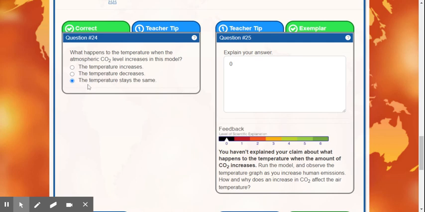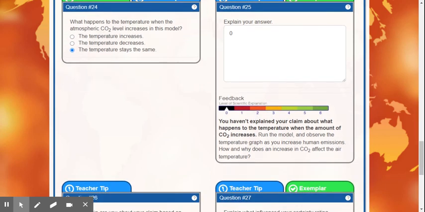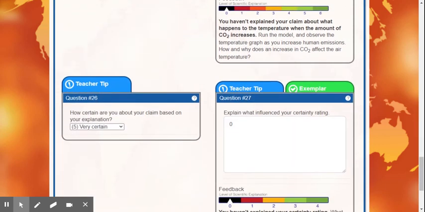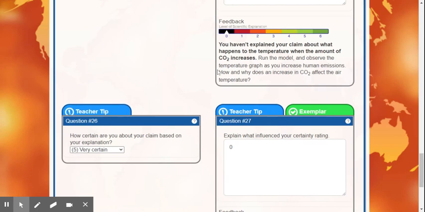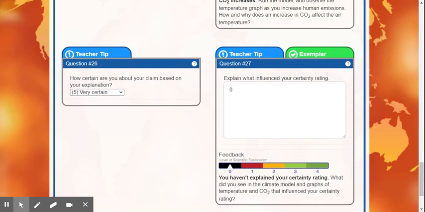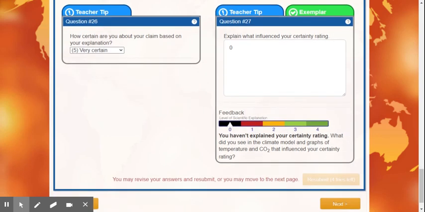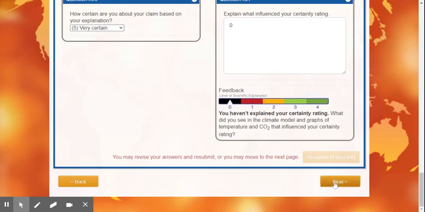I just put temperature stays the same because you probably know that's not the right answer. And explain your answer. How certain are you? Remember, when you explain, refer to what you see in the model, okay? Make comparisons of what you saw with the CO2 and temperature. And then finally, explain what influenced your certainty rating, just like before. I'm just going to hit next.